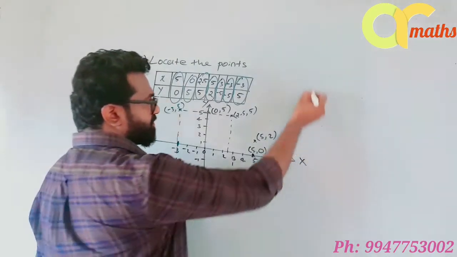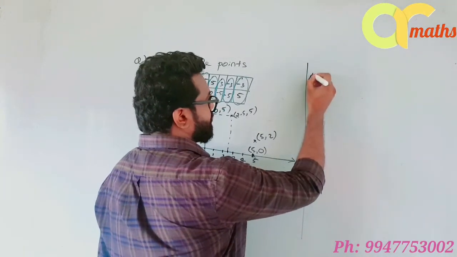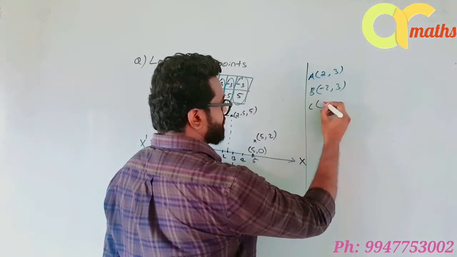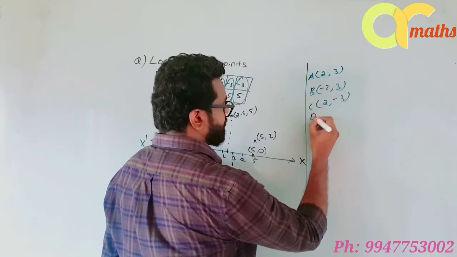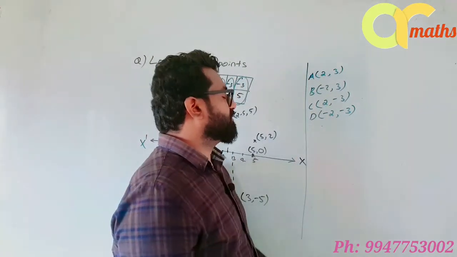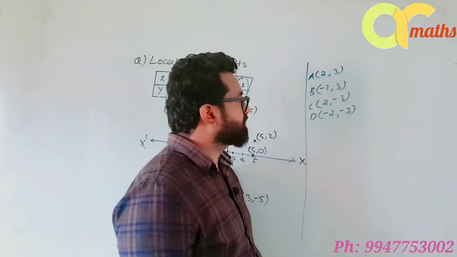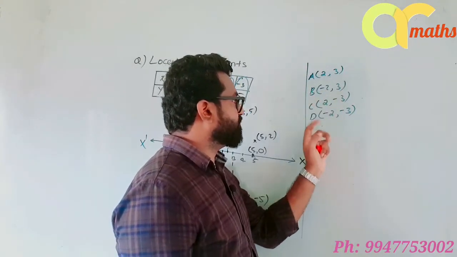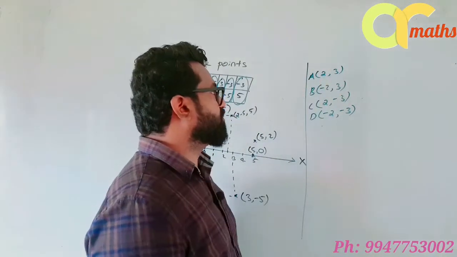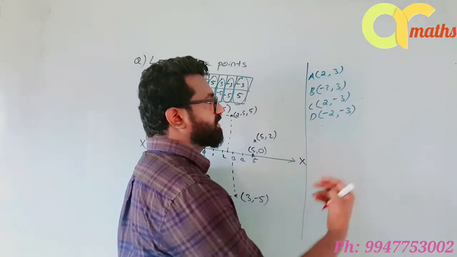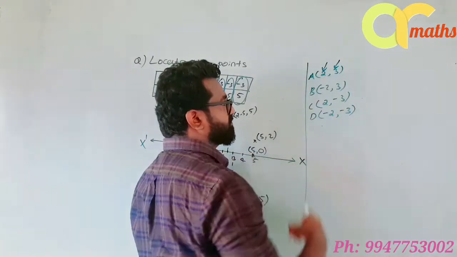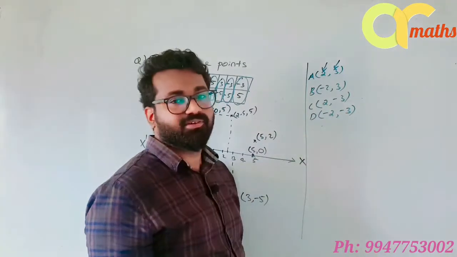Okay. One more problem. A is 2 comma 3, B is minus 2 comma 3, C is 2 comma minus 3, D is minus 2 comma minus 3. Then what is the quadrant of A? Which quadrant is A, which quadrant is B, which quadrant is C and which quadrant is D? First, here 2 comma 3, which quadrant? First quadrant or second quadrant, third quadrant or fourth quadrant? Here x is positive and y is also positive.